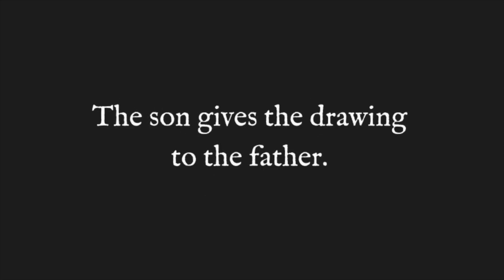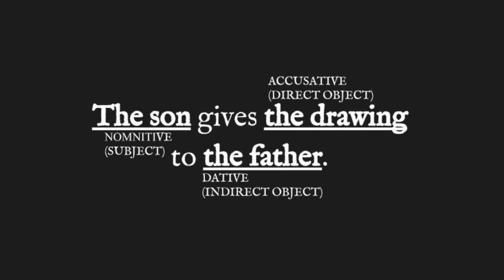And this is our last one. So try to tell me what the nominative, the accusative, and the dative are in this English sentence. So the sun is nominative as it is the subject, the thing giving. The drawing is accusative as it is the direct object, the thing that is being given. And the drawing is being given to the father, who is the recipient, meaning it is the dative.